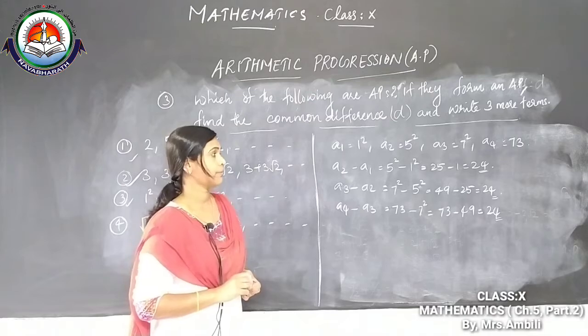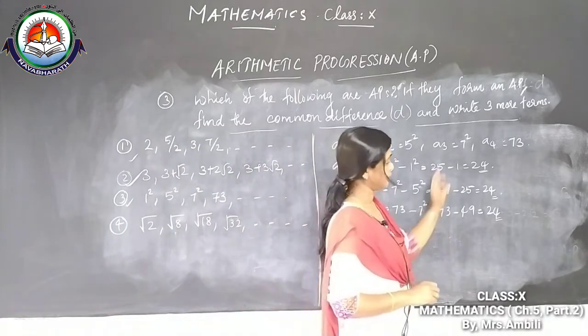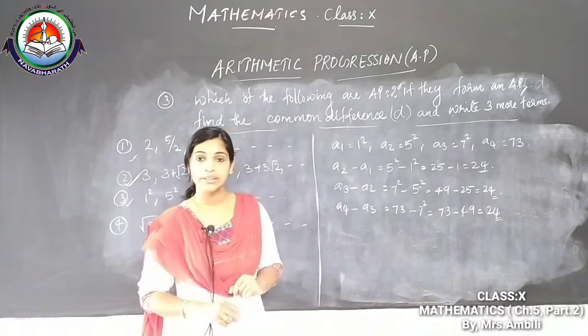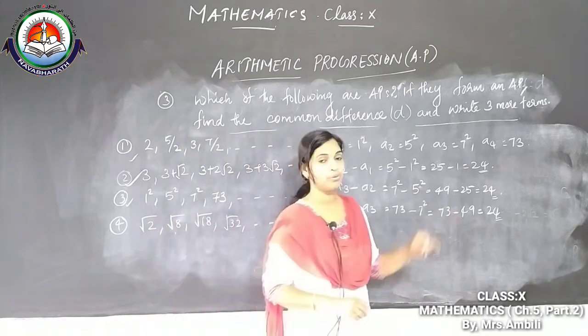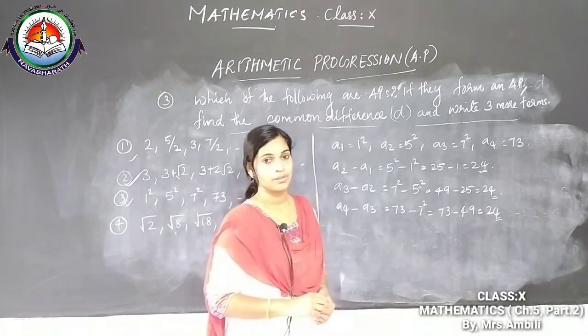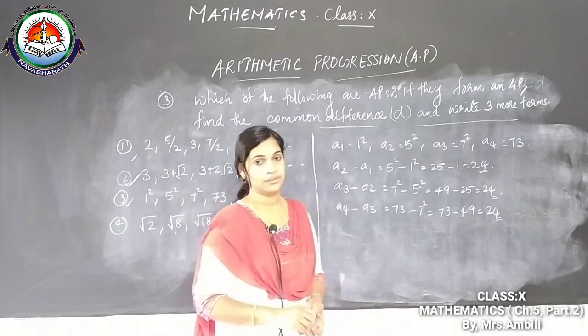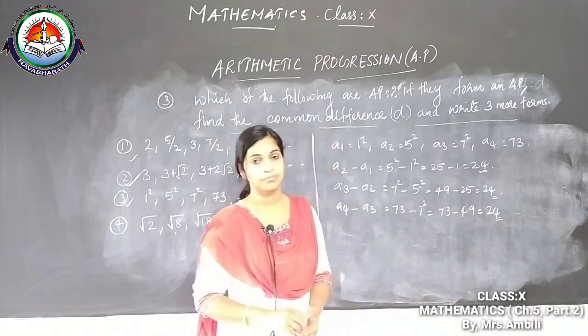Okay. Then find the next 3 terms. So, that you need to write here. After this you need to write the difference. Therefore, the difference between the successive terms is 24. Therefore, the given sequence is an AP. Common difference D equal to 24.